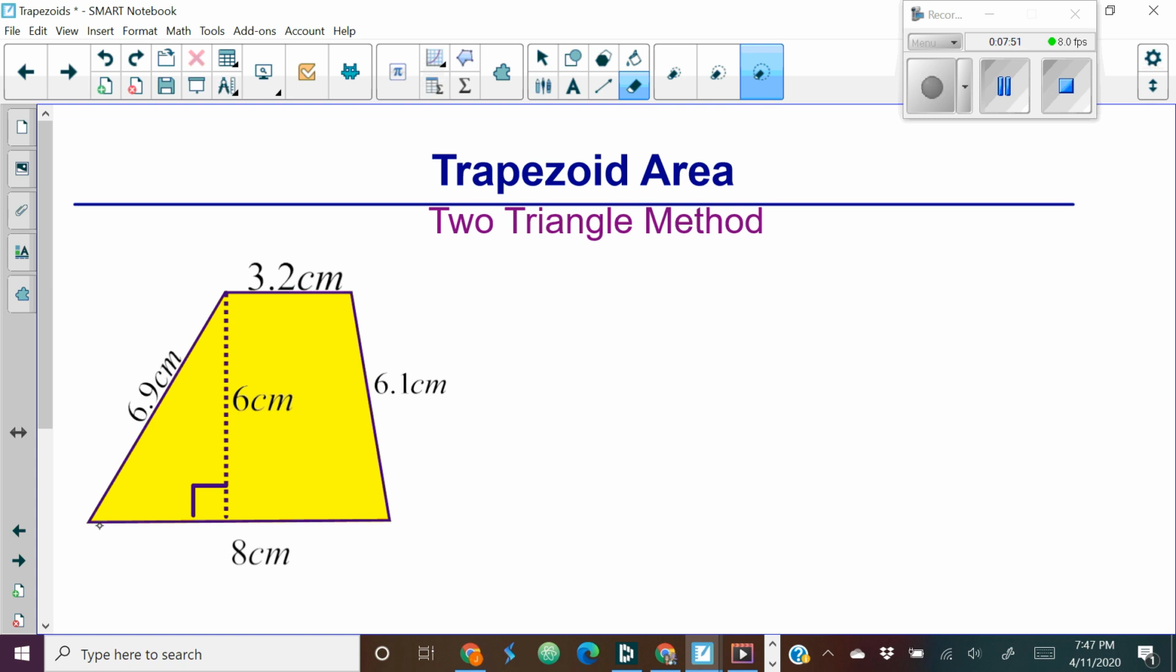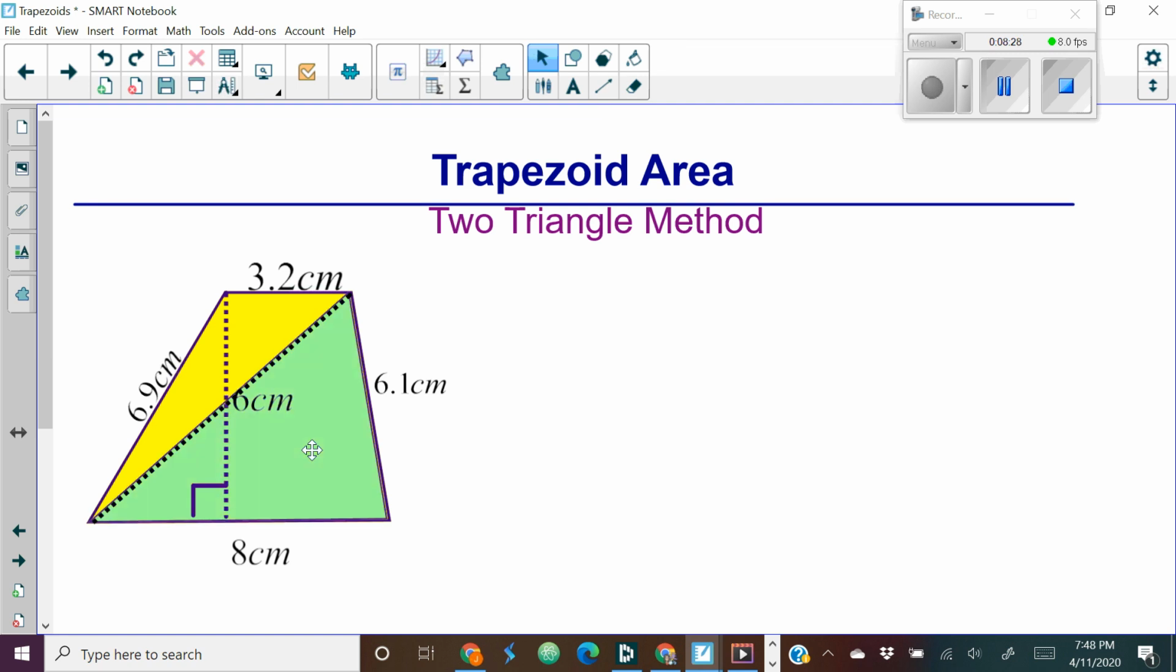And the 2 triangle method takes a trapezoid, and what you do is you take a line and you divide the trapezoid into 2 triangles by connecting the top vertice of one side of the trapezoid to the bottom vertice of the other. It might be a little bit difficult to see what I'm talking about, so let's put some color into this problem.